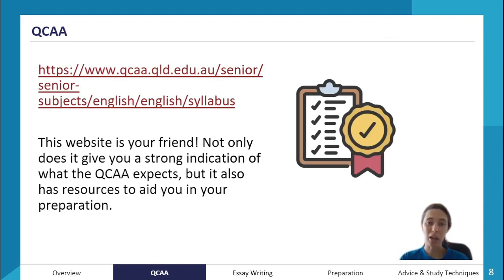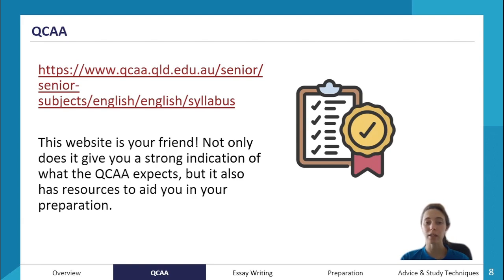Okay, so the QCAA website is your friend. It's going to give you a really strong indication of what the QCAA is looking for, and it also has resources to aid you in your preparation. So if you want to understand more about the kind of terminology that is used, for example what cultural assumptions, attitudes, values, and beliefs are, you can see those explanations in the glossary section, and you can see the way that you'll be marked, what markers are looking for.